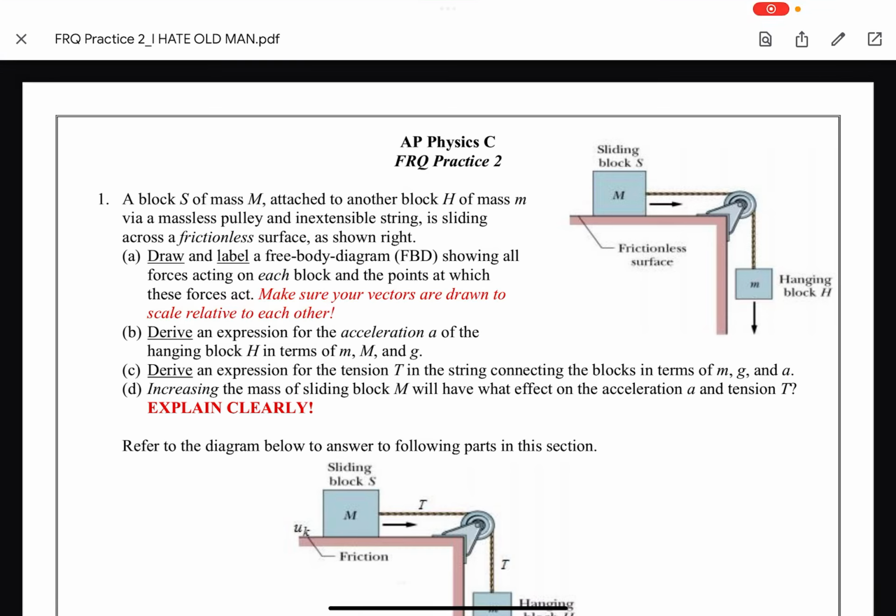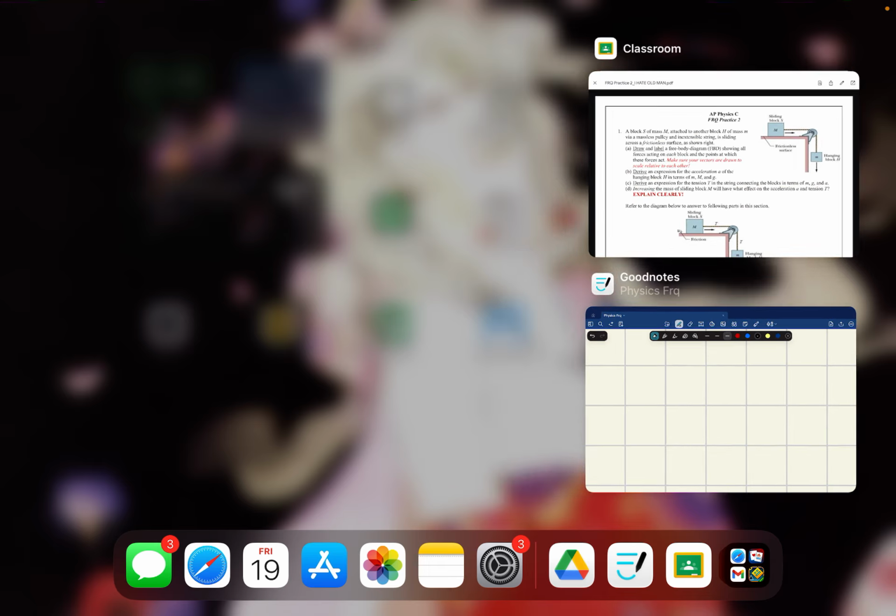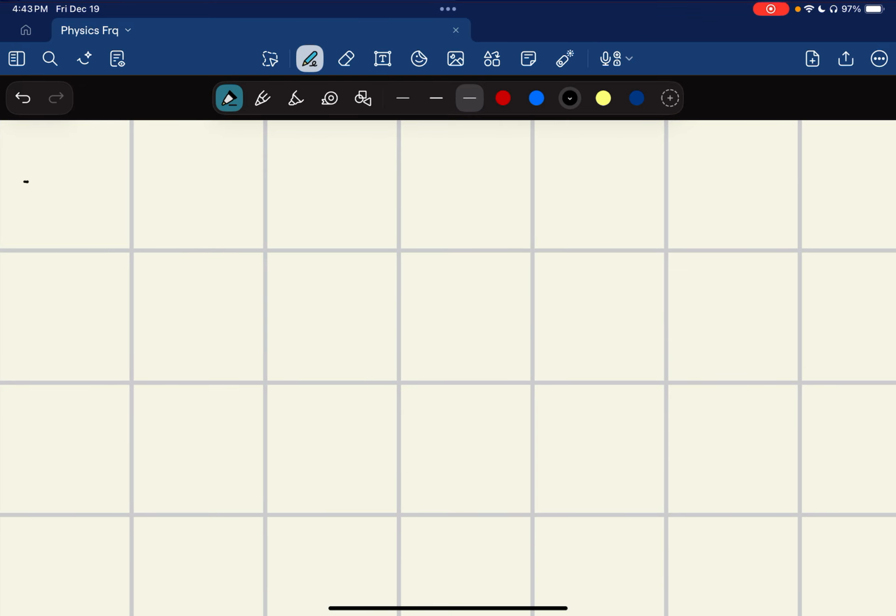Hello, Mr. Long. This is FRQ number 2. So in this scenario, we have a hanging block M attached to a sliding block S. And then part A asks us to draw, label a free body diagram for each block.